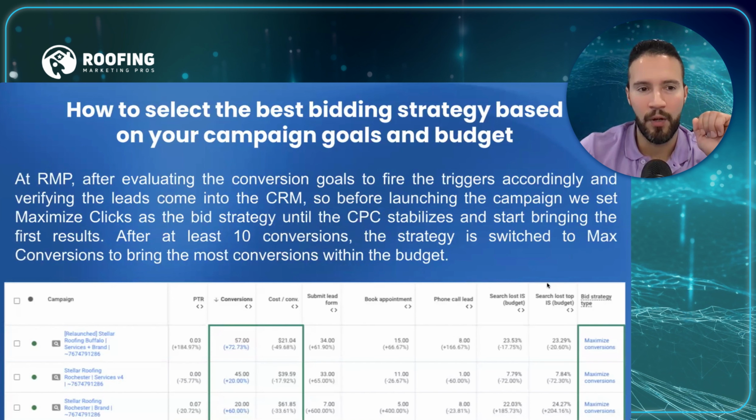Here are some strategies we follow for Rinaldi, for Seller Roofing. We switch the bidding strategy and you see how the cost per lead dropped over time, from $61 to $21. You see how that stabilized, how it dropped overall.